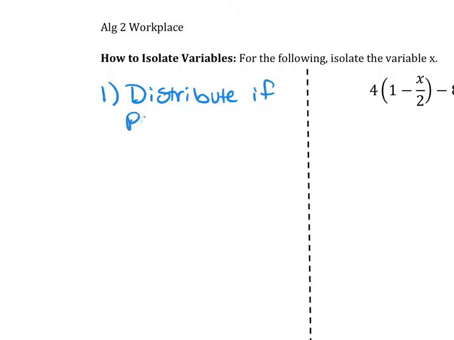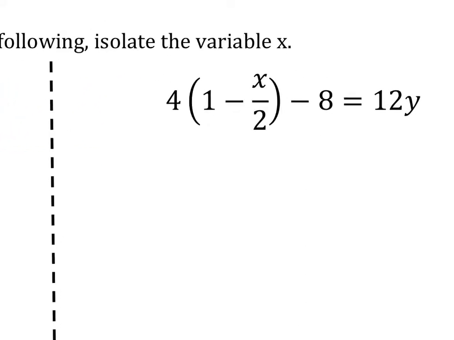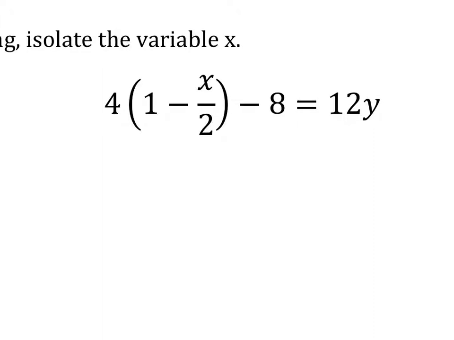If possible, if there's anything to be distributed. So if we look at our problem here, is there anything that could be distributed? Yes, what could be distributed? The 4. And the 4 can be multiplied with both terms inside the parentheses. So we'll have 4 times 1, which will give us 4.